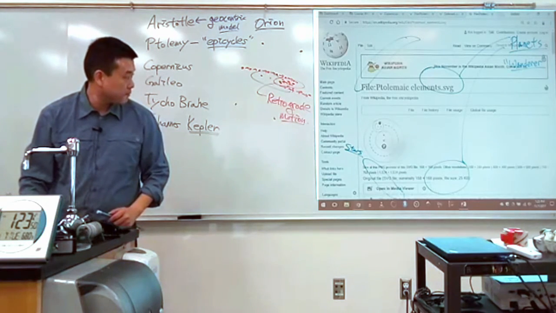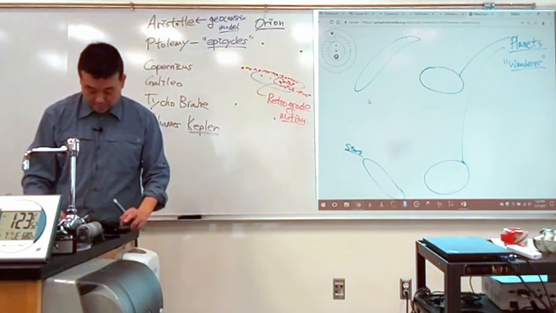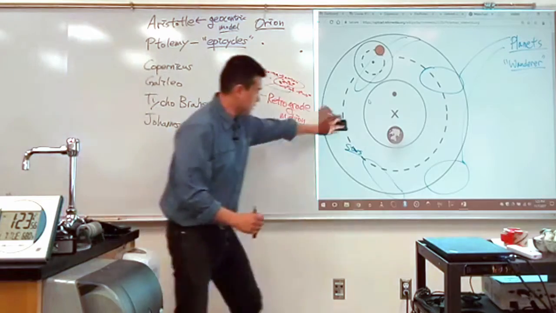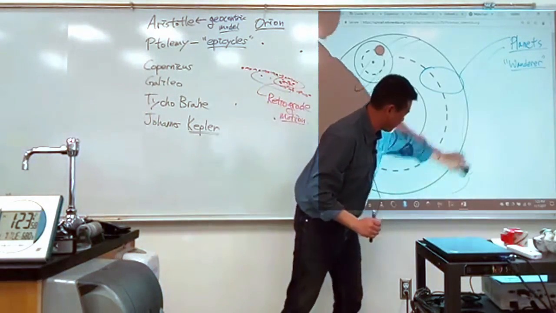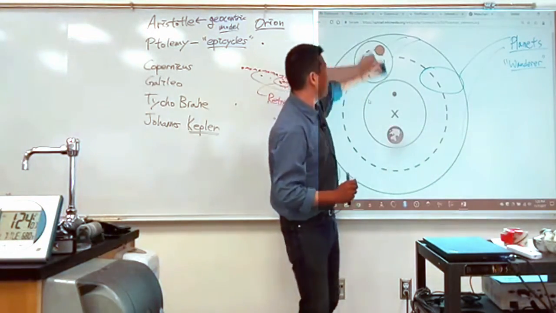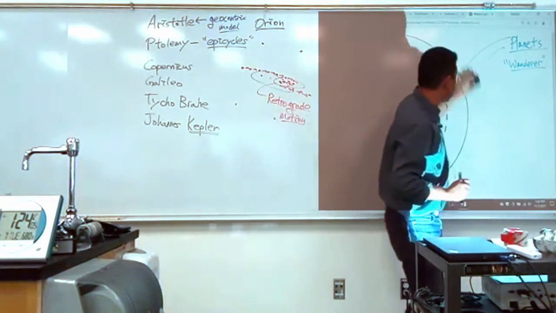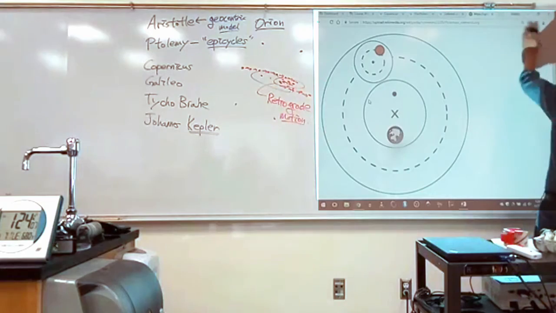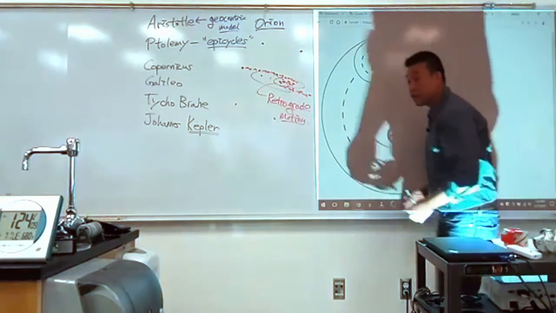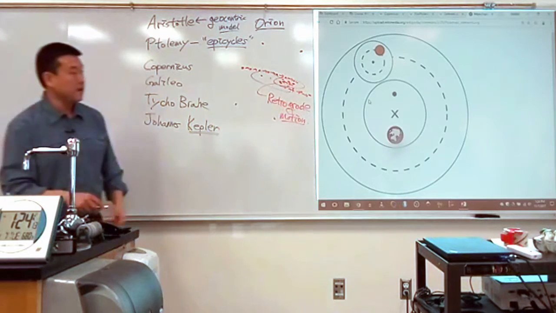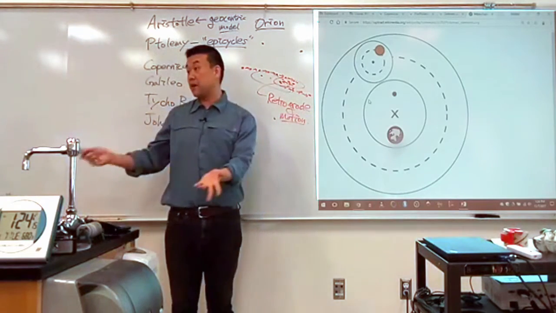So let me erase this board so that you can see it better. It's not any bigger. Okay. So this is an illustration of an epicycle. The epicycle means just on the circle. So what Ptolemy did was he put another circle on top of the circular motion of the Mars. So imagine this red circle is Mars.